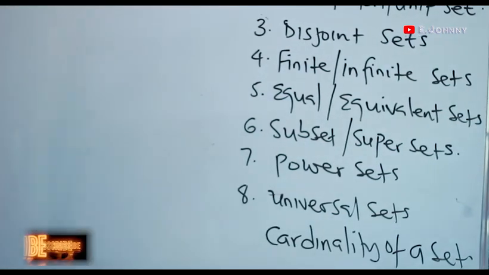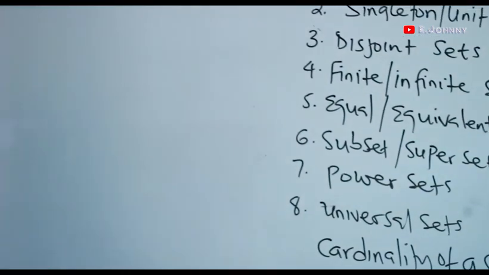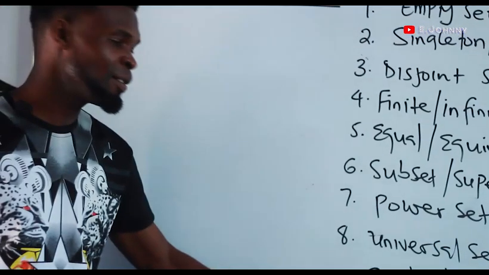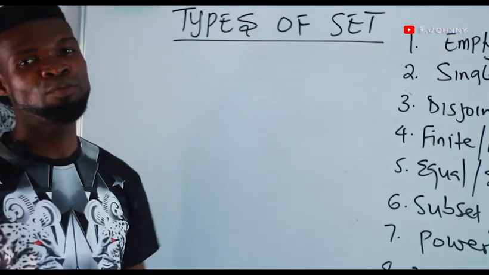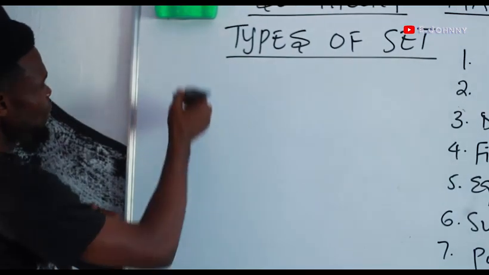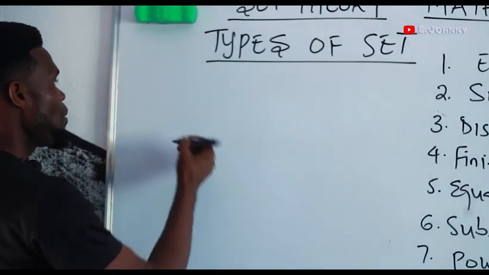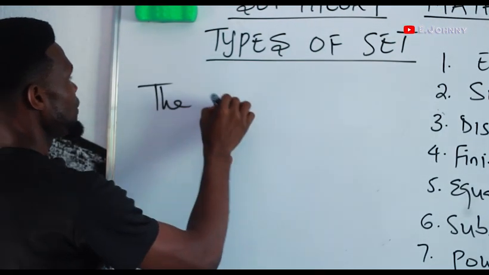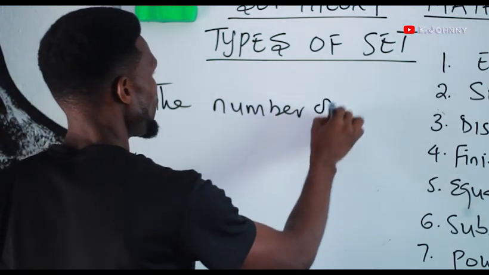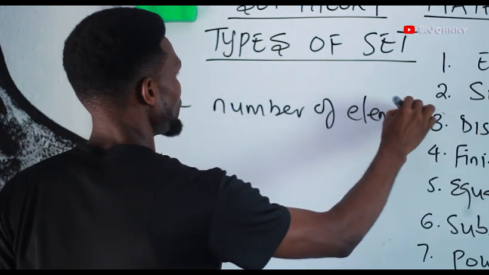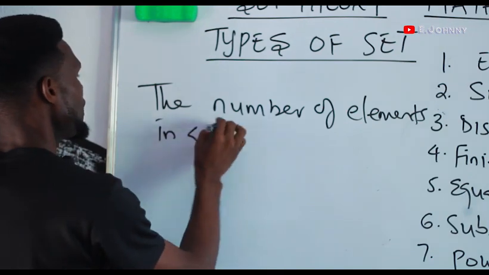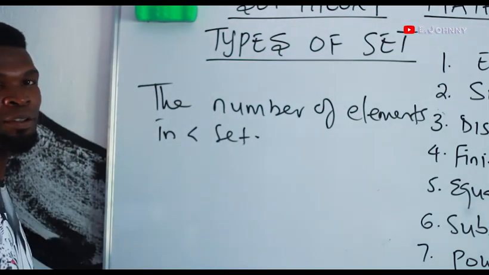cardinality of a set. Now, anytime you hear the word cardinality of a set, you must understand what it means. The cardinality of a set simply means the number of elements in a set. That is what we call cardinality of a set.